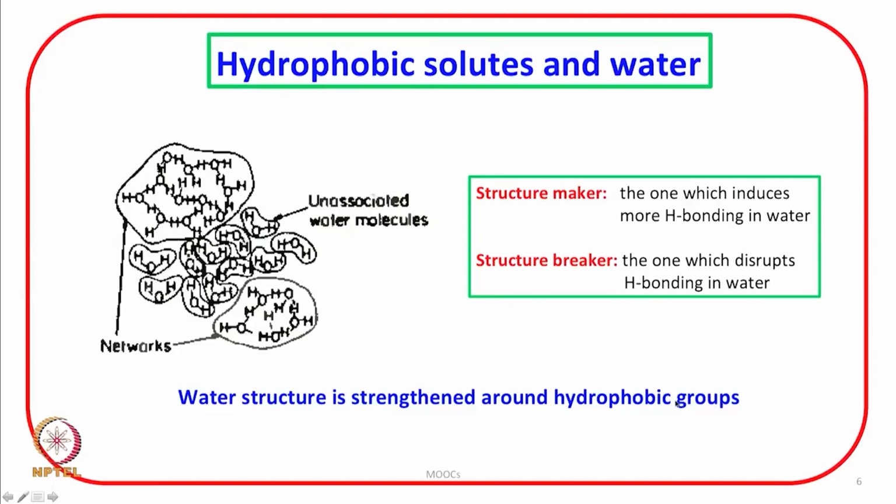Now, this disruption of water structure or strengthening of water structure, let us try to think what will be the effect of these changes in structure of water on thermodynamic quantities. Now, suppose the water structure is strengthened. Water structure is strengthened means hydrogen bonding is strengthened in water.